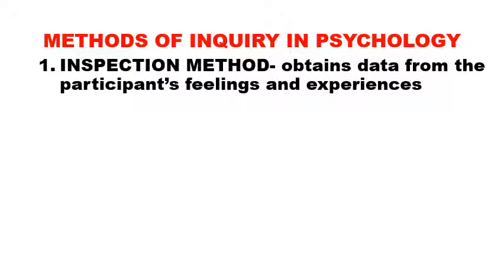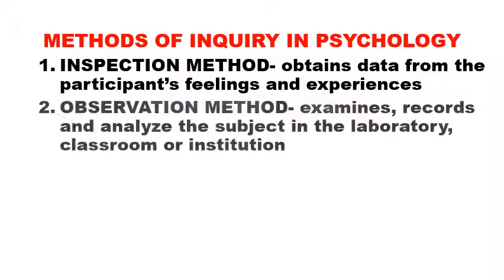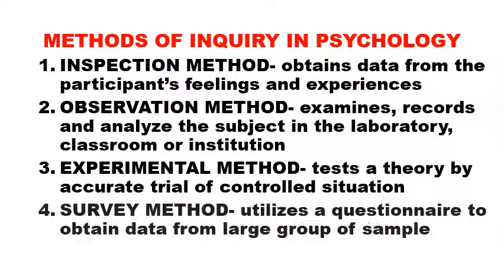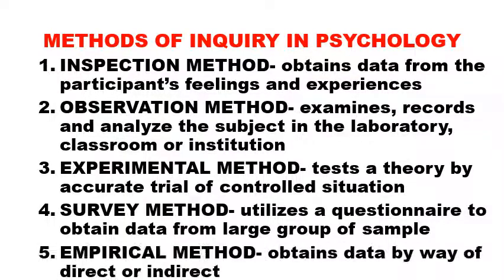Methods of inquiry in psychology. Inspection method obtains data from the participants' feelings and experiences. Observation method examines, records, and analyzes the subject in the laboratory, classroom, or institution. Experimental method tests a theory by accurate trial of a controlled situation. Survey method utilizes a questionnaire to obtain data from a large group of samples. Empirical method obtains data by way of direct or indirect means.